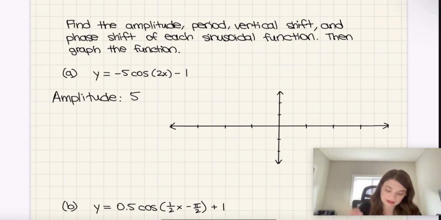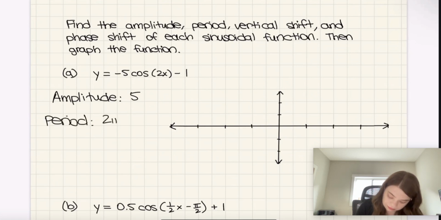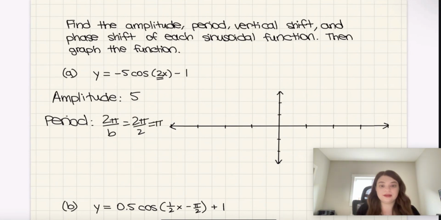Okay. Next, it says to find the period length. So the period length is going to be 2 pi over the b value. Now in this case, the b value is this value right here, so it's 2. So it's 2 pi over the b value. In this case, that's 2 pi over 2, which is pi. And so therefore, the period length is pi.